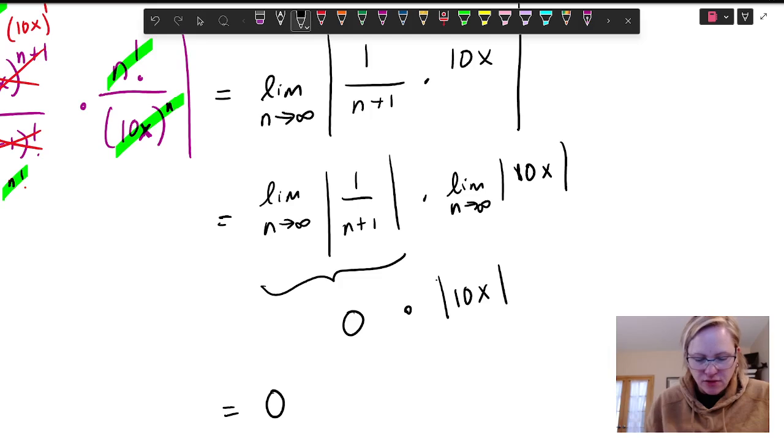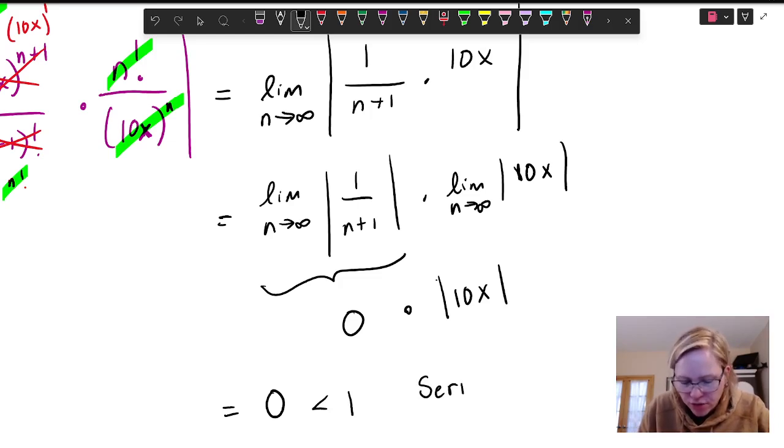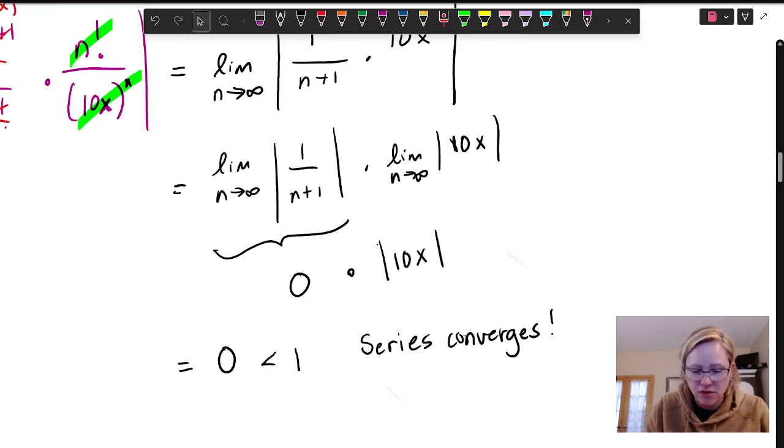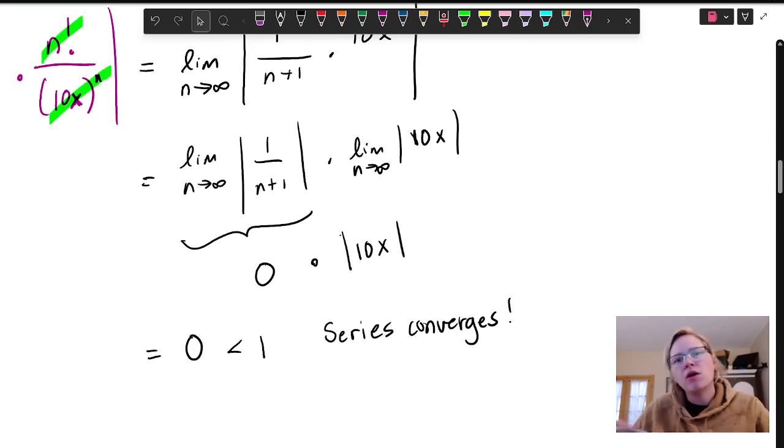that is 0. Now, let's recall what we want to have happen here with the ratio test. We want to have a value that is less than 1 to show convergence, and 0 is in fact less than 1. So I know the series will converge based on this ratio test. So I know that that is the result, but let's think about the implications of what just happened.